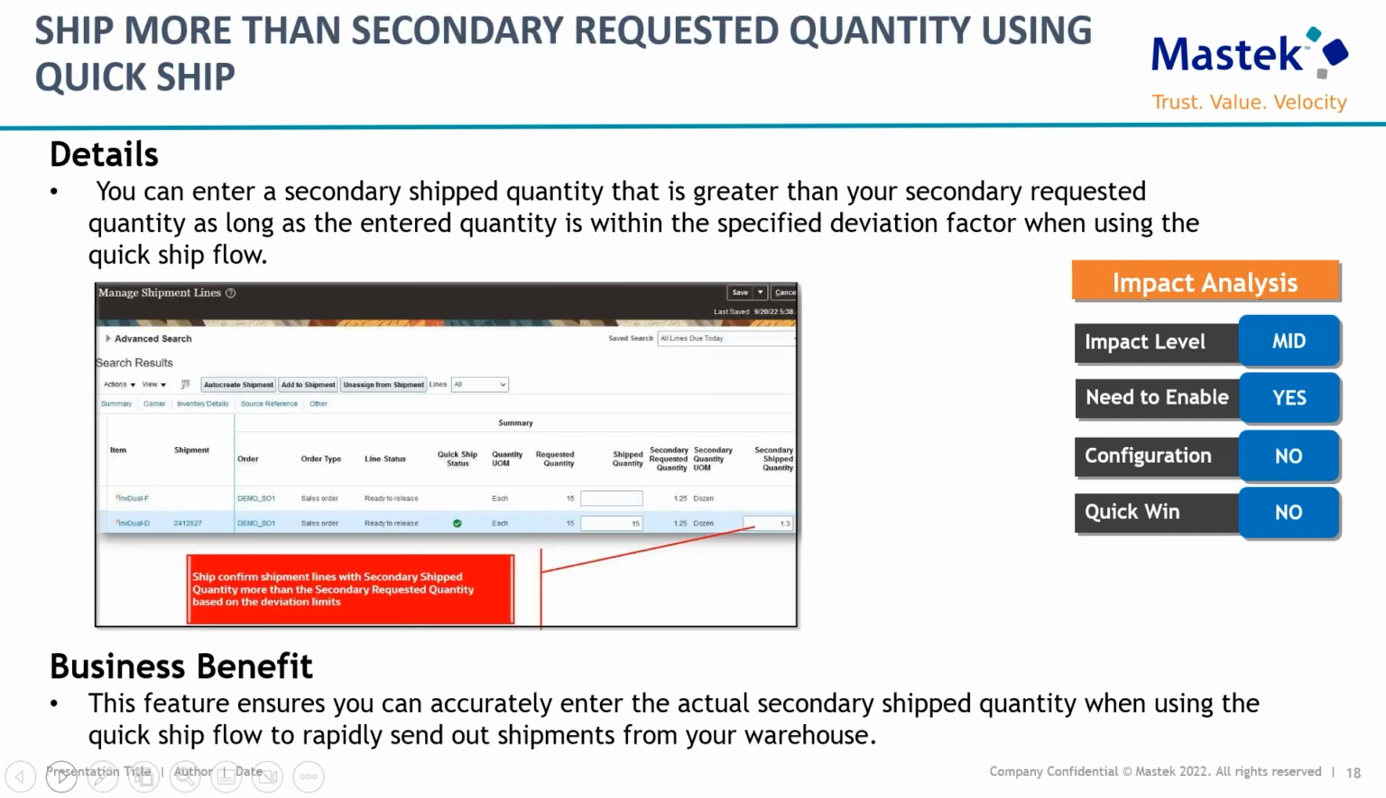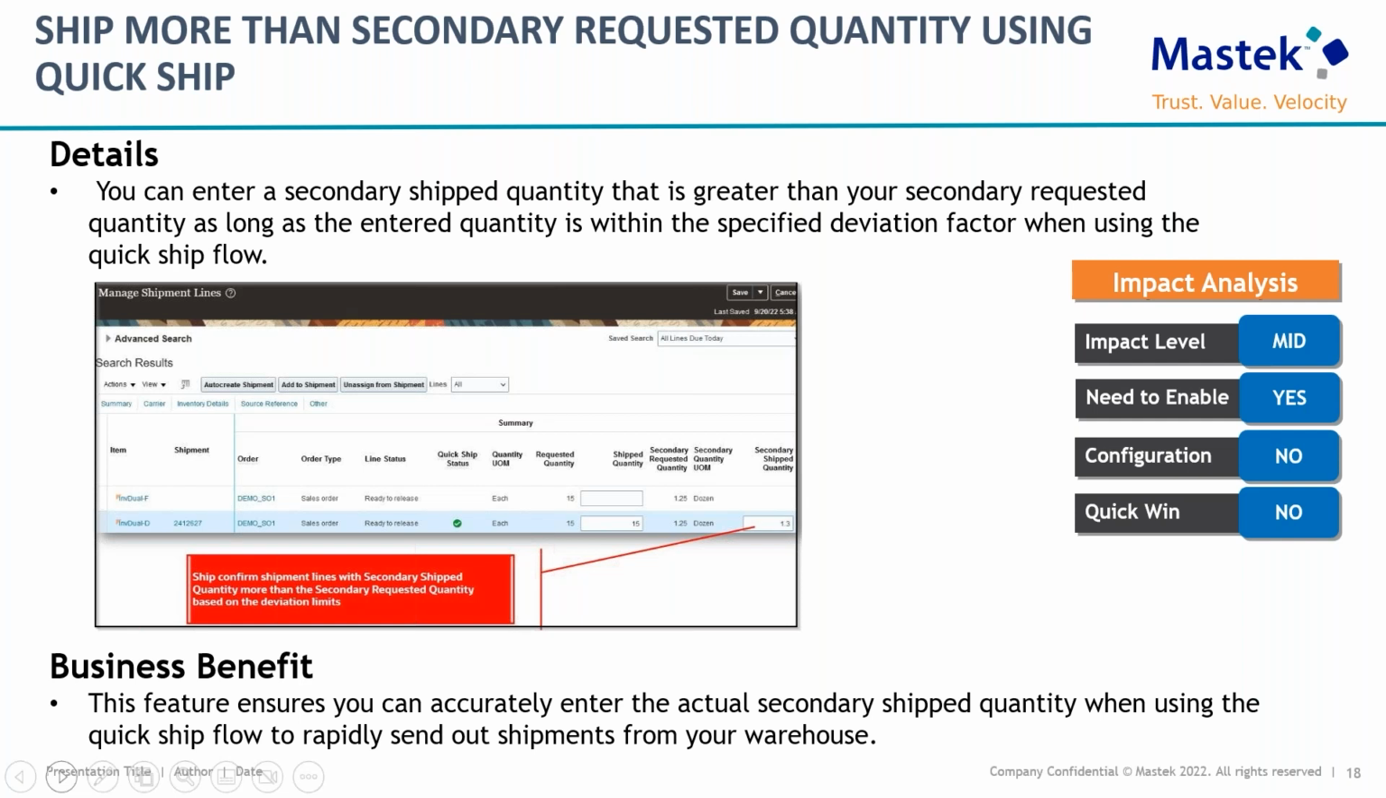The next feature that we see on the screen right now is ship more than secondary requested quantities using quick ship. The details of this feature are as follows. You can enter a secondary shipped quantity that is greater than your secondary requested quantity as long as the entered quantity is within the specified deviation factor when using the quick ship flow.